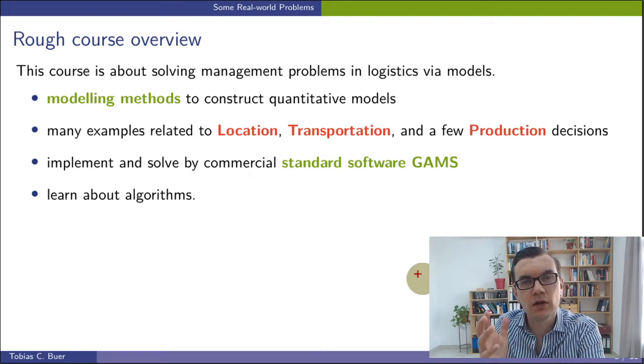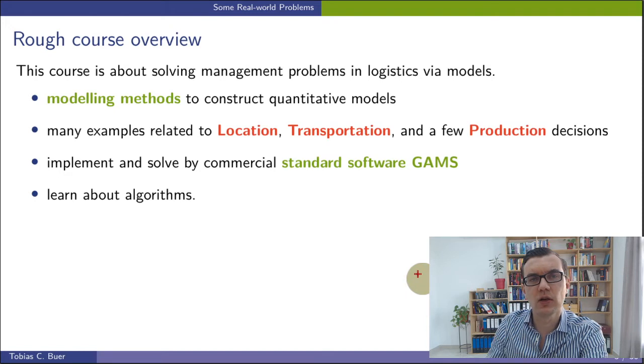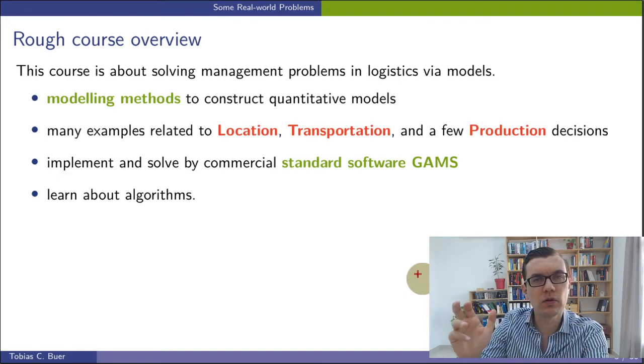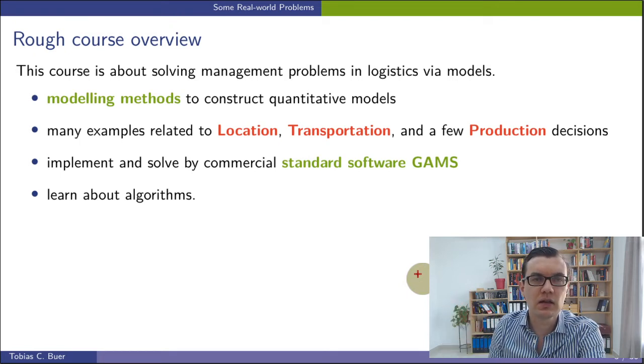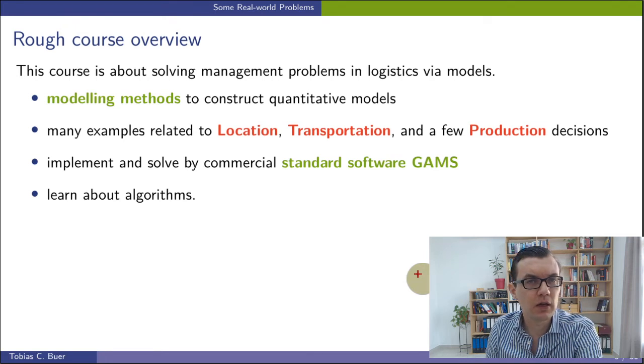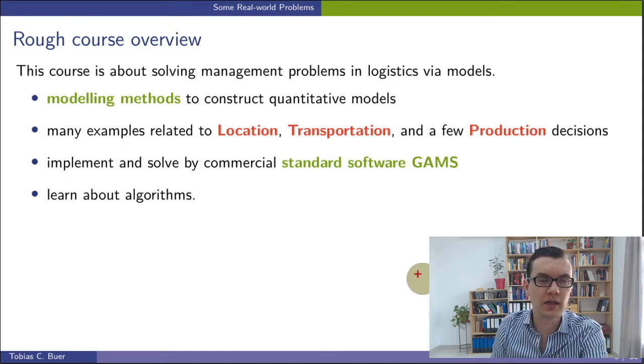By means of this software, you will solve the optimization models. That is in contrast to other courses, for example, the operations research course. The focus in this course will not be so much on applying algorithms to solve the models, but we will do this most of the time with software. There is a small exception. We will look at some network flow problems and algorithms, and these algorithms you will learn how to apply by hand calculations.